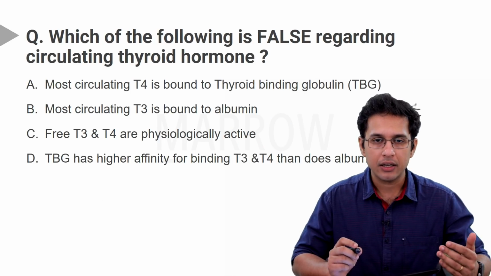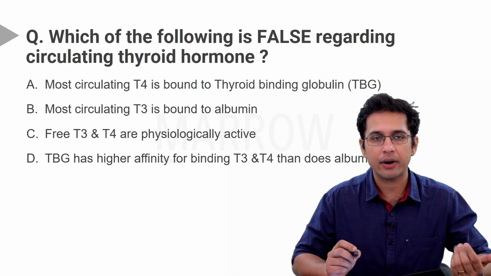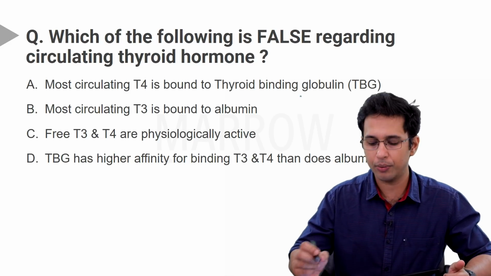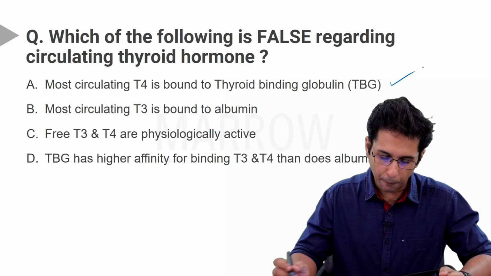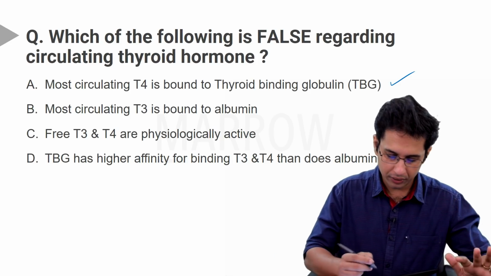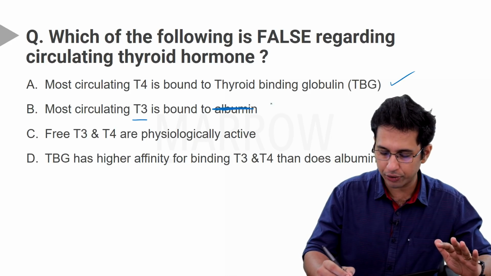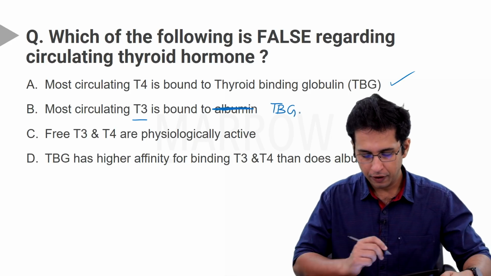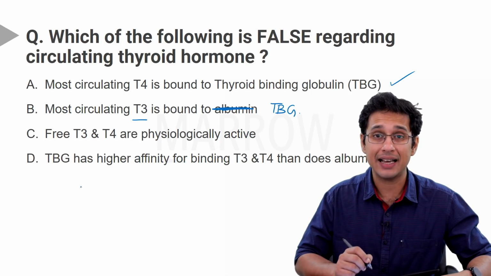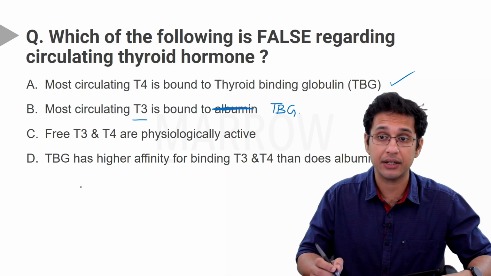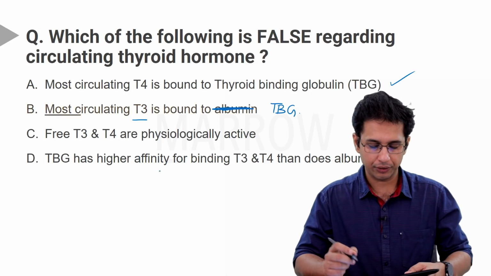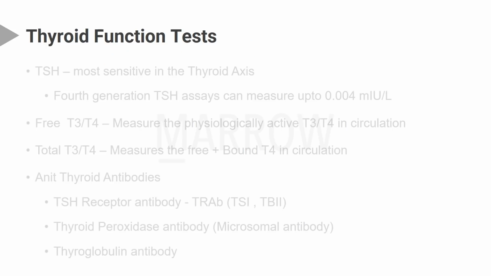Which of the following is false regarding circulating thyroid hormone? Most circulating T4 is bound to thyroid binding globulin. Yes. Most circulating T3 is bound to albumin. No. No. T3 is also bound to TBG. Okay. Free T3 and T4 are physiologically active. TBG has higher affinity for binding T3 and T4 than albumin, of course. Okay. So B is the answer.